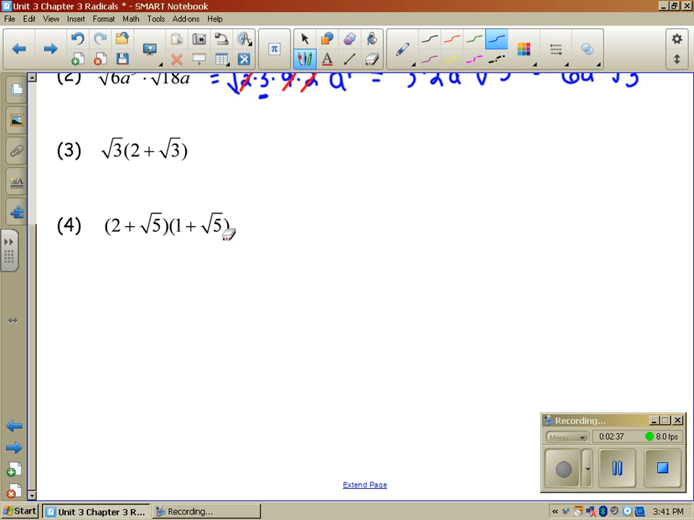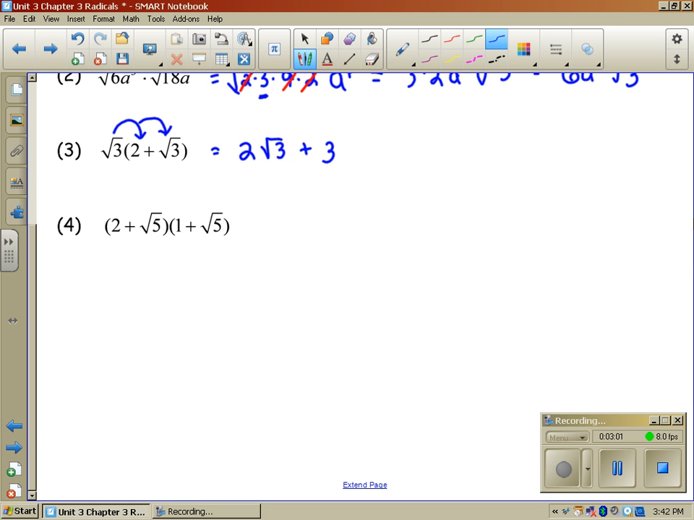In the next example, we're going to use the distributive property. So remember the distributive property, you take what's on the outside and multiply it by everything inside the parentheses. Square root of 3 times 2 is 2 square roots of 3. Square root of 3 times square root of 3 is just 3. Square root of 9, or just 3.